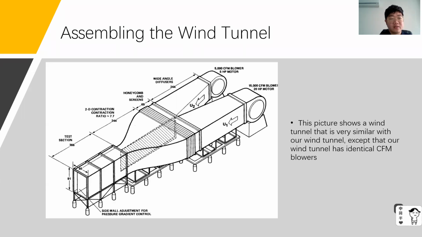Then let's go to the wind tunnel part. Our wind tunnel is a classic DuraStream wind tunnel. The structure of our wind tunnel is similar to the one shown in the picture. Two identical blowers are the source of the airflow, and the two airflows going through the two tunnels will meet at the end of the splitter plate. Airflow will exit the wind tunnel after the testing section.